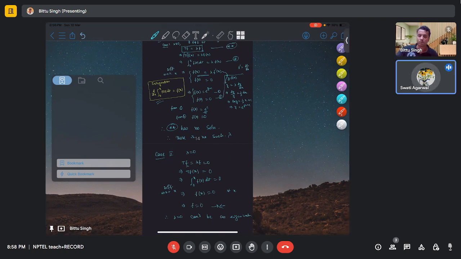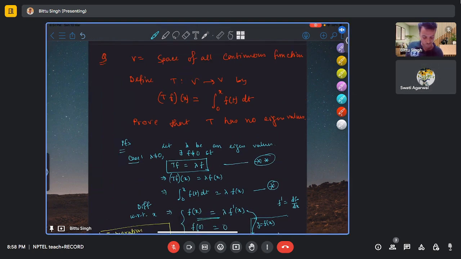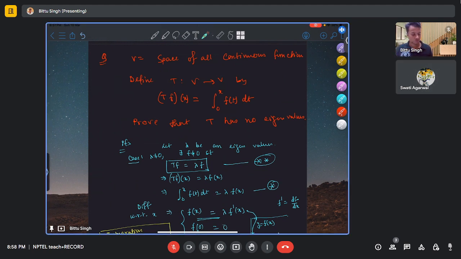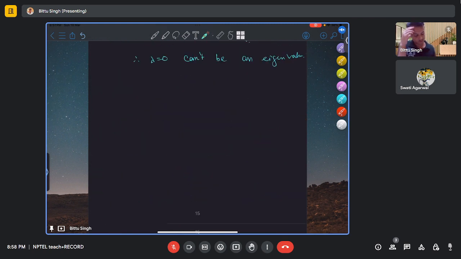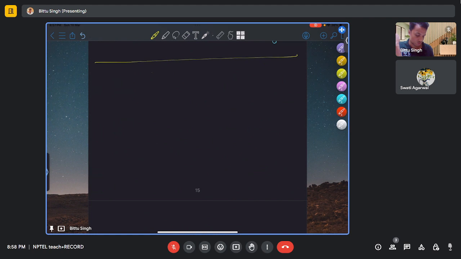Sir, can you explain in some other way, like a geometrical way, what this will mean? Here, geometry is not very obvious because this case is completely abstract. But just a simple example. So instead of continuous functions, let us consider this case. Let V now be the space of polynomials.